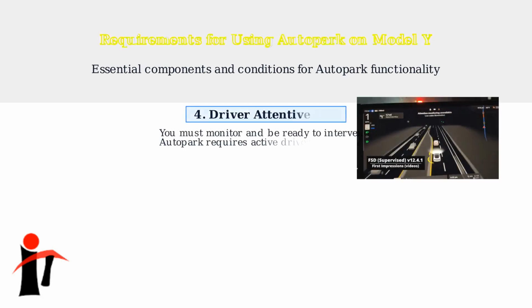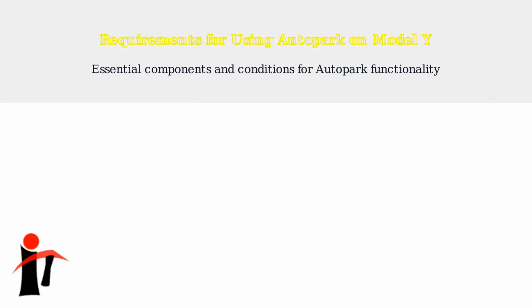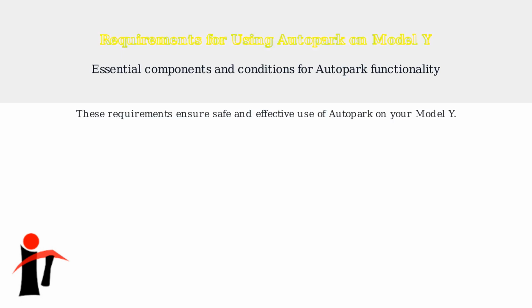Most importantly, driver attentiveness is essential. You must constantly monitor the system and be prepared to take control if needed. Autopark is not fully autonomous and requires active driver supervision at all times. Meeting these requirements ensures that Autopark operates safely and effectively on your Tesla Model Y.